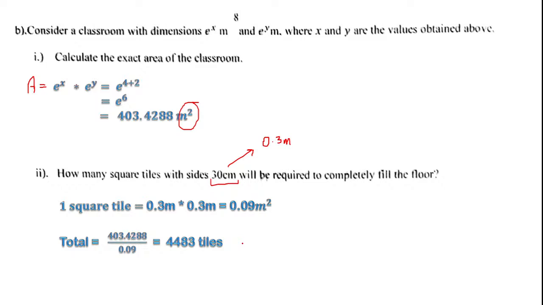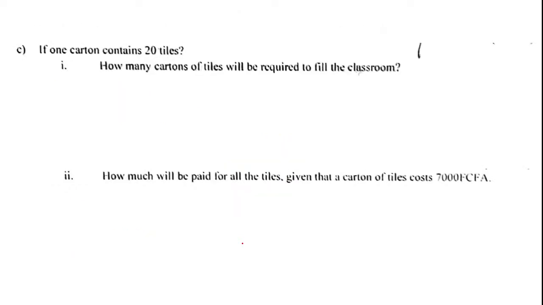Then sub 3: if one carton contains 20 tiles, how many cartons of tiles will be required to fill the classroom? So we need the number of cartons. We already know that we have a total of 4,483 tiles. So the number of cartons that we need will be equal to this divided by 20. That will give us 224 cartons.